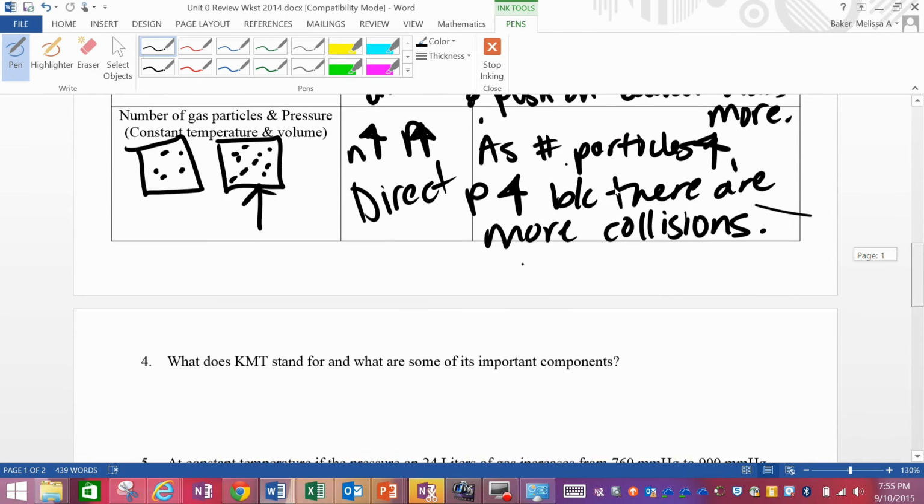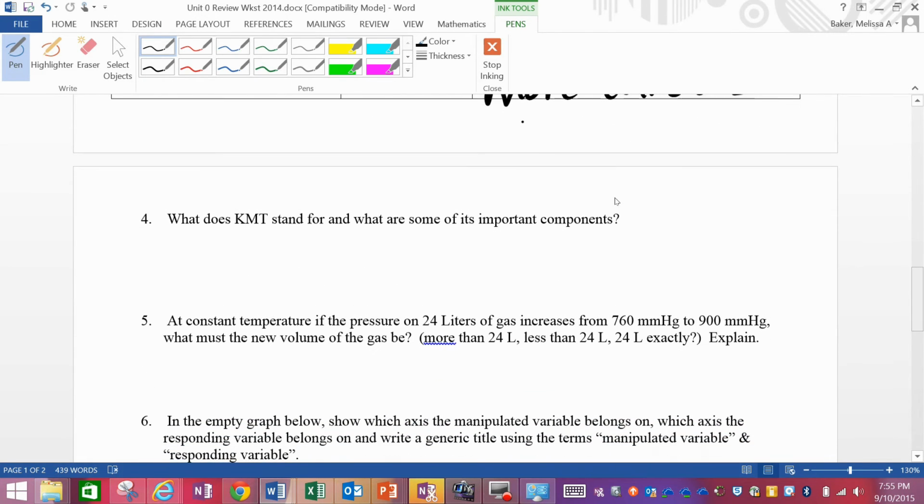Alright, moving on to the back. KMT, you can find this in your skeleton notes that we took on the second day of class. It stands for Kinetic Molecular Theory. Kinetic means movement. So the components are talking about the behavior of gases and properties.